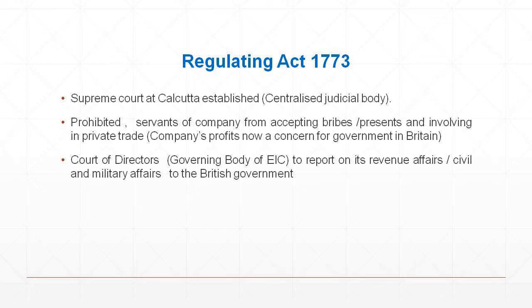It strengthened the control of the British government over the company by requiring the Court of Directors to report on its revenue, civil, and military affairs in India. Now, the British East India Company's directors, the body called the Court of Directors, the governing body of the company, had to report to the British government located in London. They had to report on the revenue, civil, and also the military affairs.